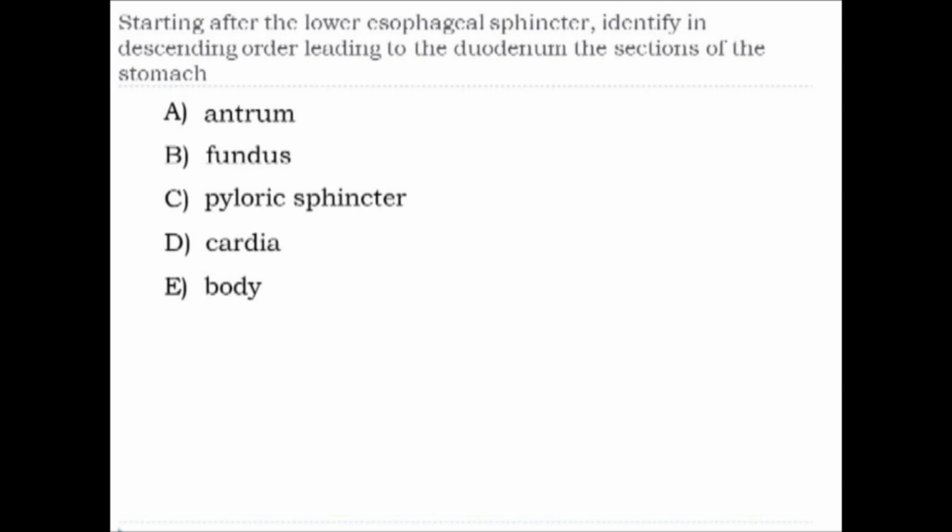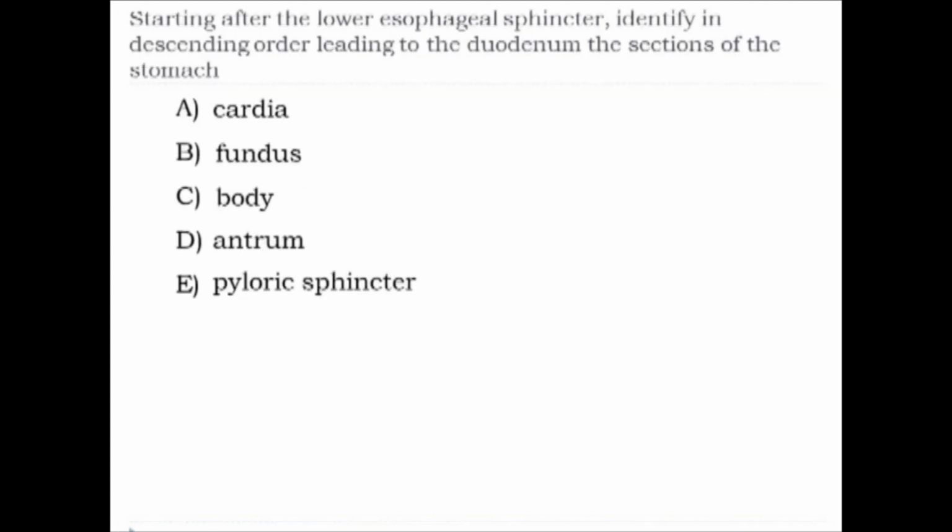Starting after the lower esophageal sphincter, identify in descending order leading to the duodenum the sections of the stomach. Stop here and arrange the sequences correctly. The correct sequence is cardia, fundus, body, antrum, and pyloric sphincter.